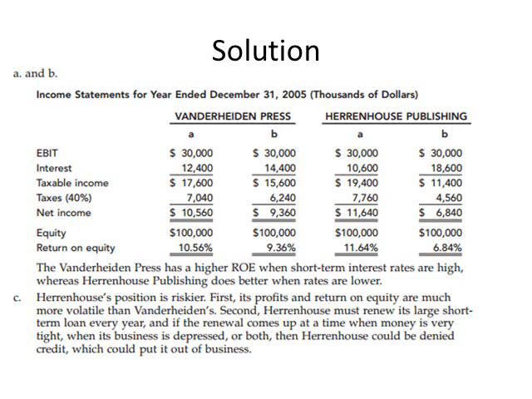The second company decreased from 11.64% to 6.84, which is a very high change. In the first company, the change was limited. It changed from 10.56 to 9.36, which is a limited difference. Second, Herrenhaus must renew its large short-term loan every year, and if the renewal comes up at a time when money is very tight, when its business is depressed, or both, then Herrenhaus could be denied credit, which could put it out of business.